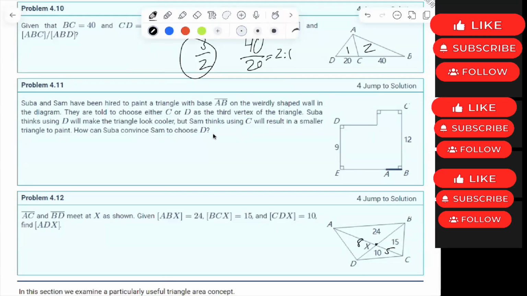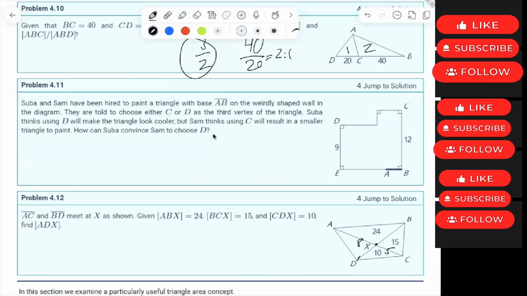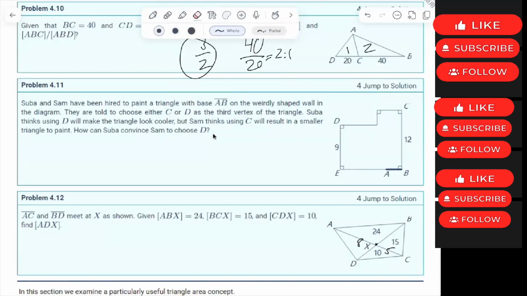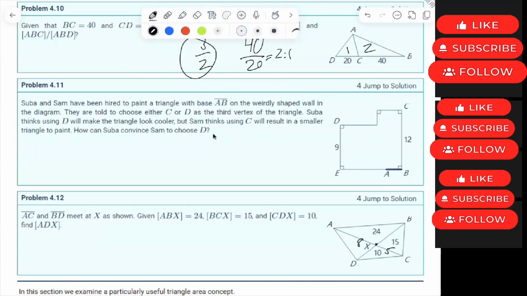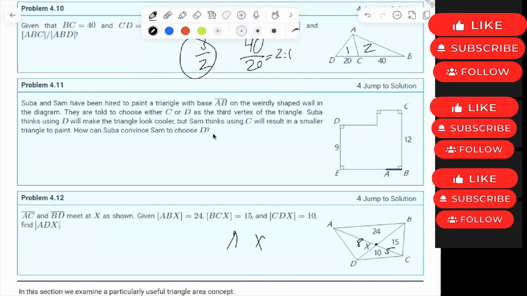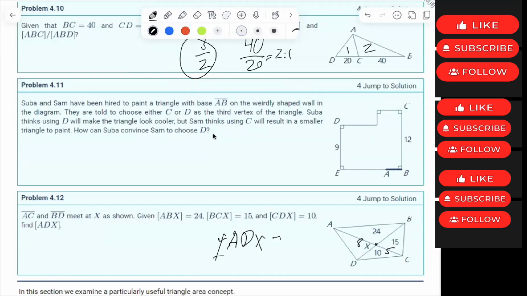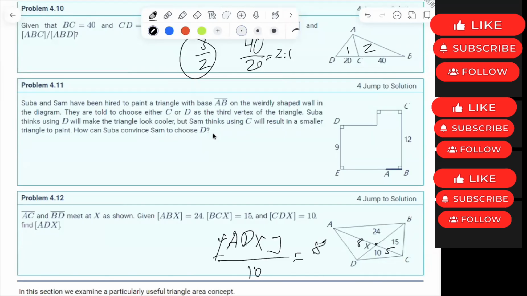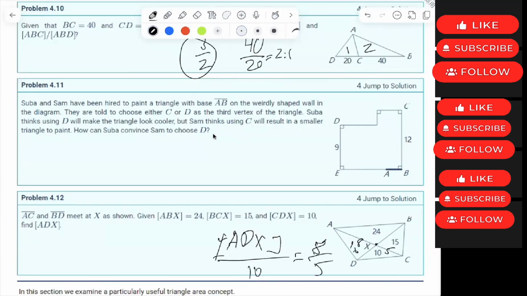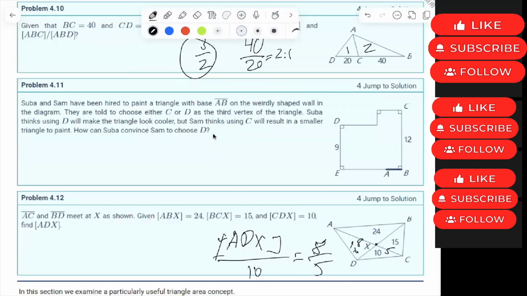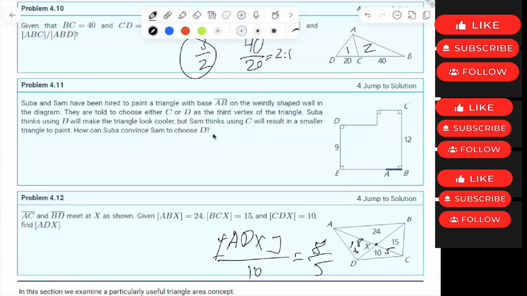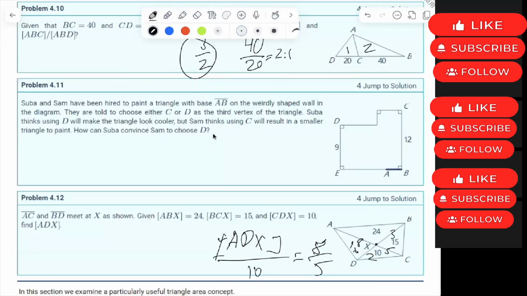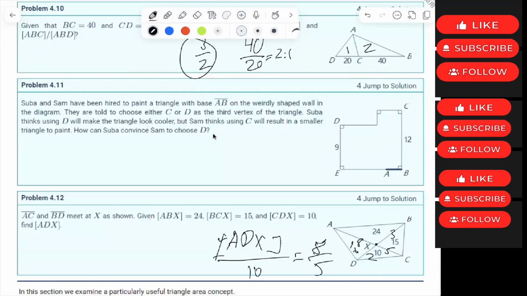Because that's 8 to 5. And we know that this height is also the same. This is the height too, and they're the same. Notice that the area ADX divided by 10 is equal to 8 over 5. Solving, it is 16. And that's our answer. We could have done it the other way. We can use BDC and found that this is 3, this is 2, and done the same exact calculations, but it works either way.